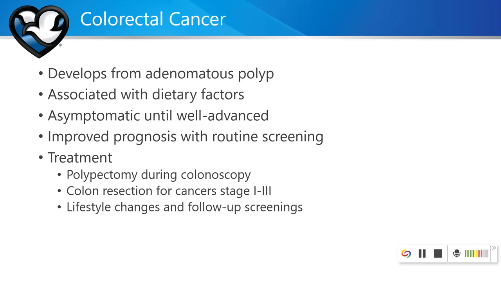Cancer stages 1 through 3 require extensive surgery. Chemotherapy and radiation use vary depending on the cancer stage. The patient may also require a temporary or permanent colostomy because of a colon resection. Because colorectal cancer often recurs, lifestyle changes and follow-up screenings are crucial to long-term survival.